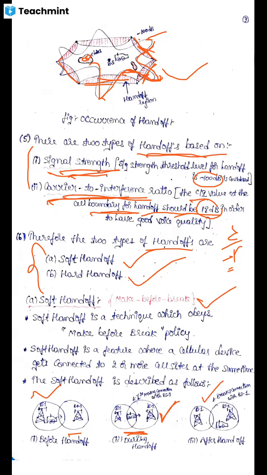It means soft handoff. What will soft handoff do? It will first make the connection with the second base station, and then it breaks the connection with the first base station, so that the call is not disconnected. This is about soft handoff.